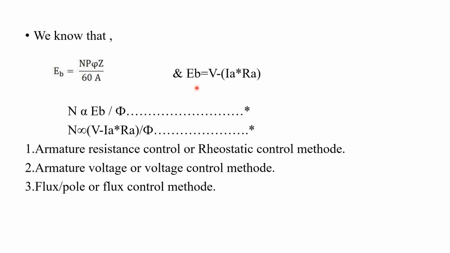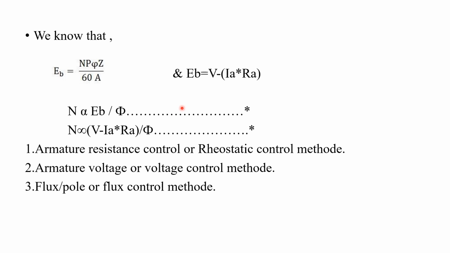So let us start with the basic equation about DC motors. We know that back EMF Eb is equal to PφNZ divided by 60A, and another equation for back EMF Eb is equal to V minus IaRa. Based on these two equations, we can control the speed of DC shunt motors.